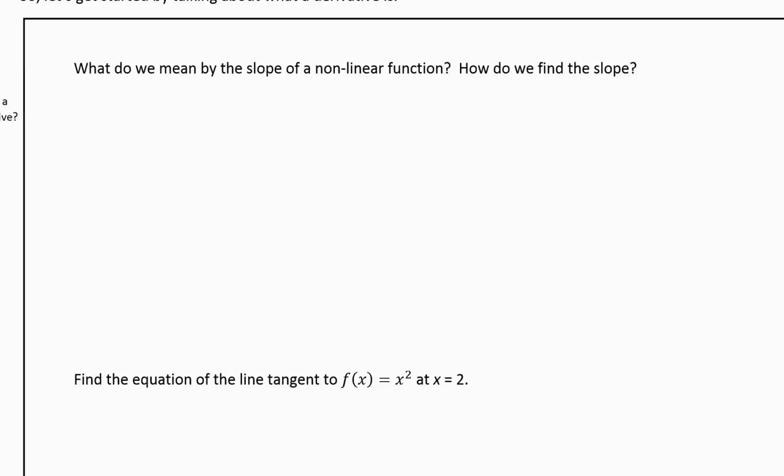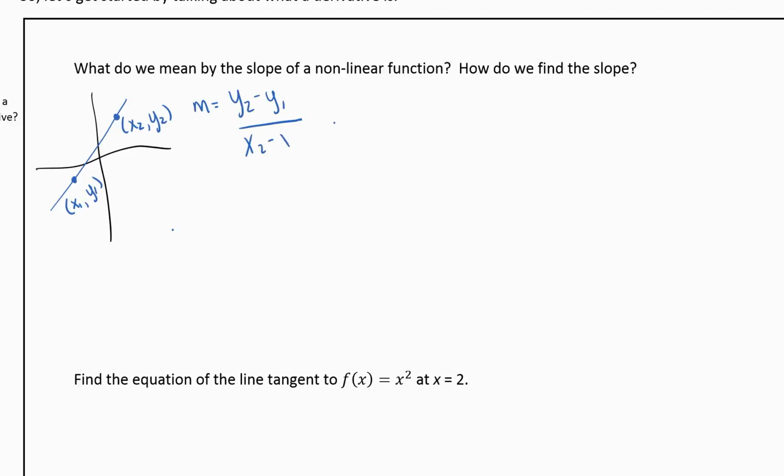The question we now want to answer is, what do we mean by the slope of a nonlinear function? In your previous classes in algebra, you've learned that if you have a straight line, you can find the slope, right? You take 2 points. We'll call this one x1, y1, this one x2, y2, and the slope is y2 minus y1 over x2 minus x1. And it tells you kind of how steep it is, right?